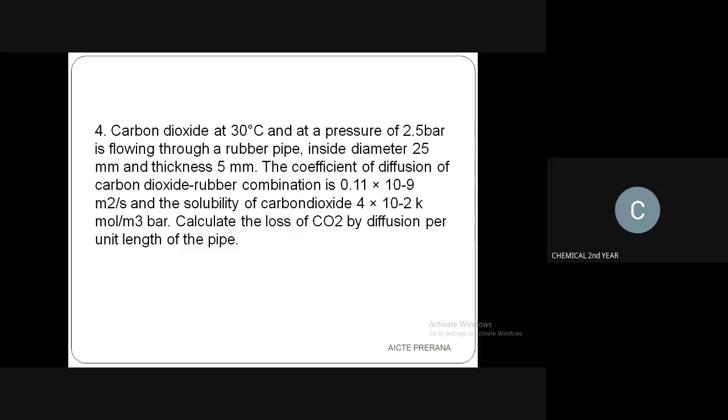Here they have given us carbon dioxide at 30 degrees Celsius and at a pressure of 2.5 bar flowing through a rubber pipe. Inside diameter is 25 mm and the thickness is 5 mm. The coefficient of diffusion of the carbon dioxide rubber combination is 0.11 into 10 to the power minus 9 meter square per second, and the solubility of the carbon dioxide is 4 into 10 to the power minus 2 kilomole per meter cube bar. Calculate the loss of CO2 by diffusion per unit length of the pipe.